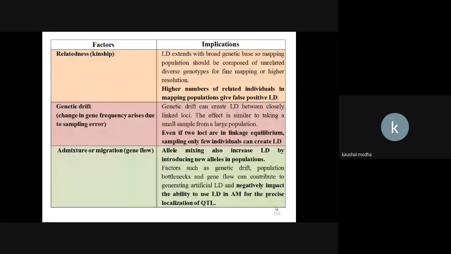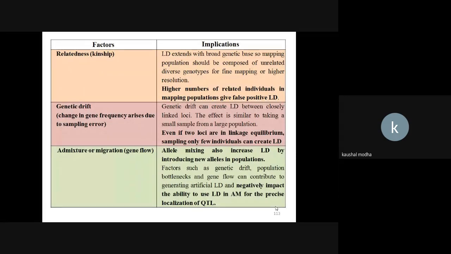Migration, gene flow or admixture. Migration also creates false LD by introducing new alleles into the population. So genetic drift, population bottleneck, and gene flow contribute to artificial LD, which negatively influences the power of association mapping. How actually does migration result in false LD? Mutation also has the same effect. I don't know in detail, but migration and mutation both create or introduce new alleles in the population, and that's how they create false LD.